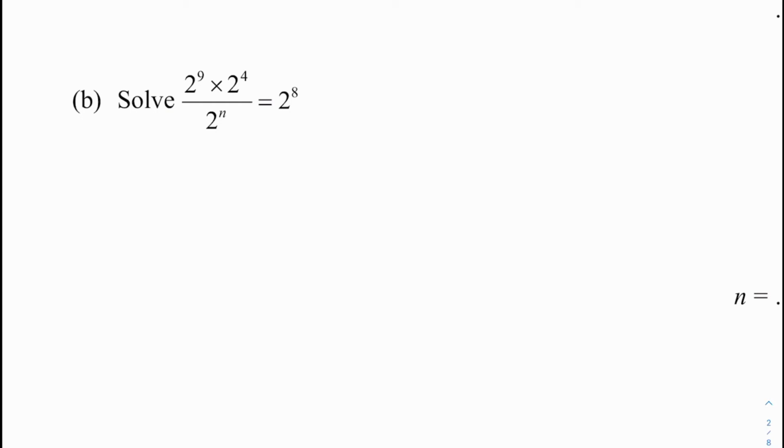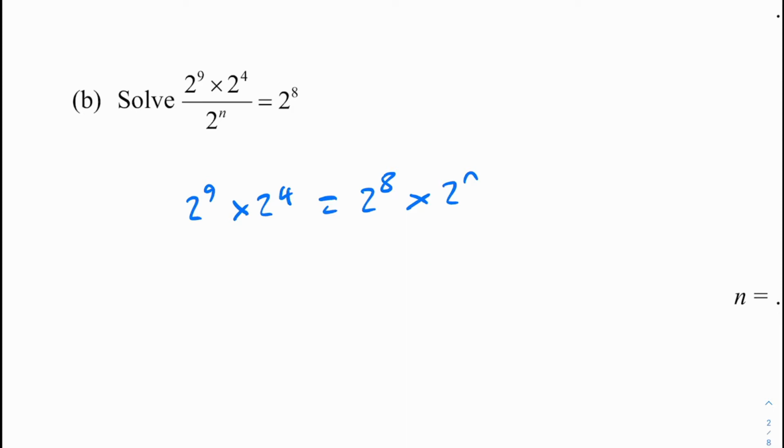So for part B we need to solve this expression here. So again, this one's slightly more difficult than some of the previous ones, but the first thing to do is we need to move this 2 to the power n on the bottom of our fraction over to the other side, and to do that we're going to multiply both sides of the expression by 2 to the power n, sorry. So we've got 2 to the power of 9 multiplied by 2 to the power of 4 is equal to 2 to the 8 multiplied by 2 to the n.